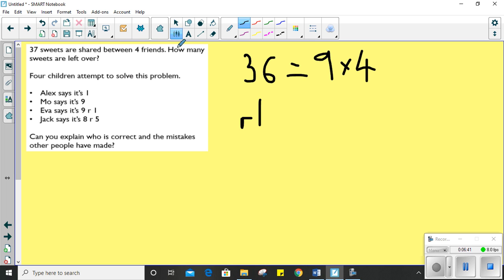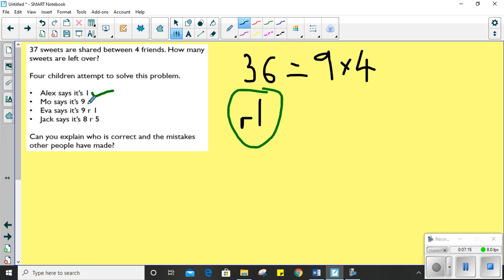So looking at this, 4 children attempt to solve this problem. It's asking me how many are left over. It's not asking me how many each child gets. It's not asking me what 37 divided by 4 is. It just wants to know how many left over. Alex says it's 1, Mo says it's 9, Eva says it's 9, remainder 1, Jack says it's 8, remainder 5. Right, I think it's Alex. Because Alex says it's 1, he's correct. I agree with Alex. I also got 1 as my remainder.